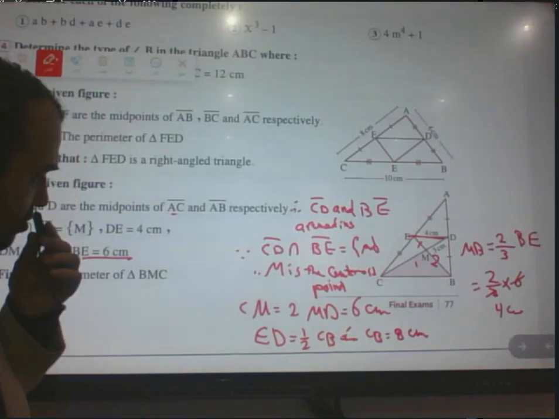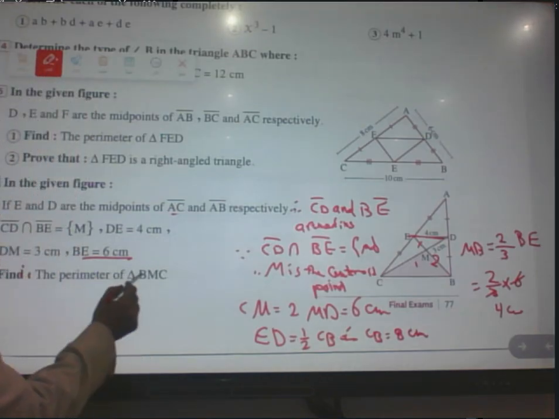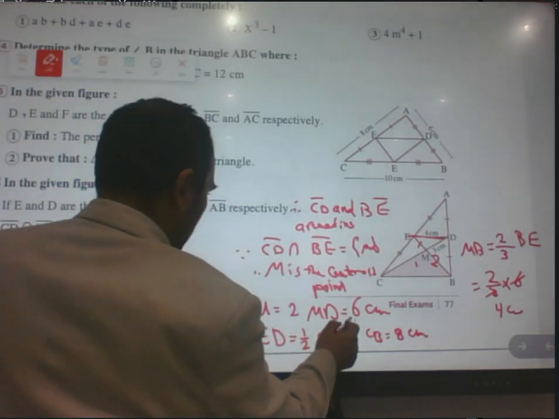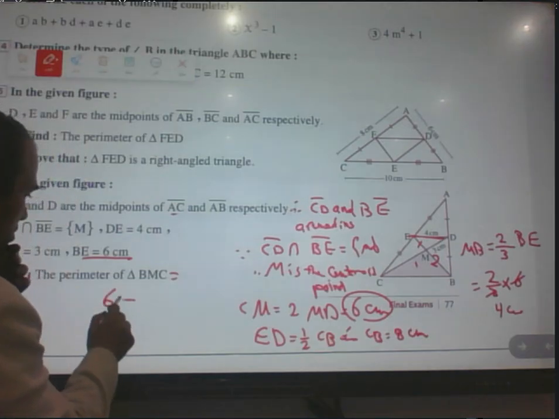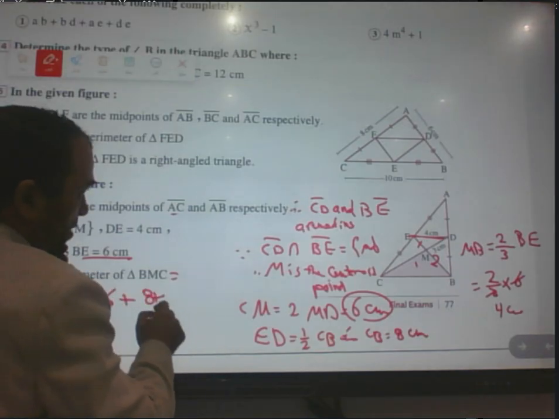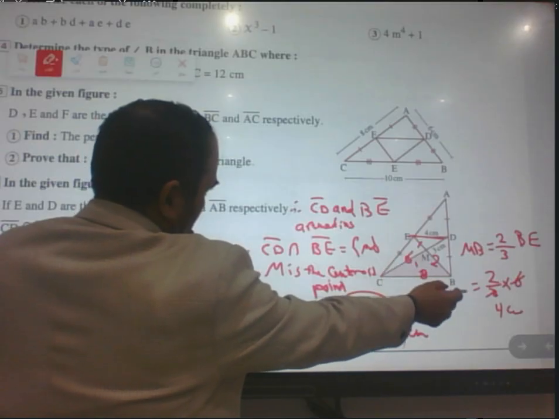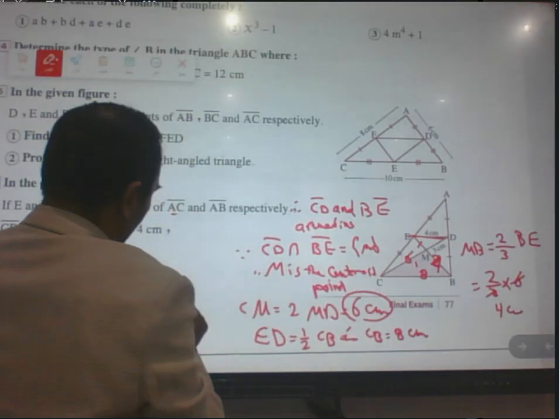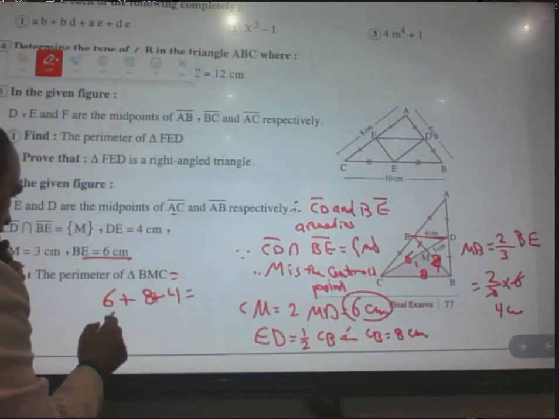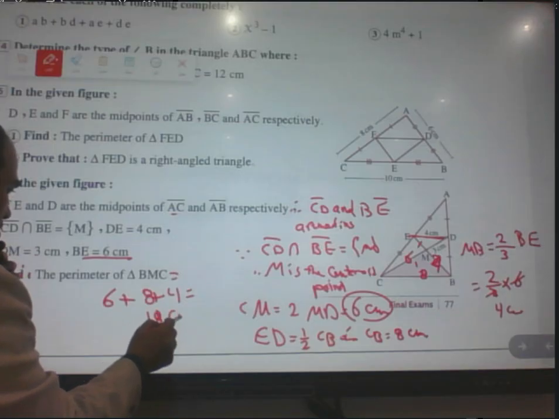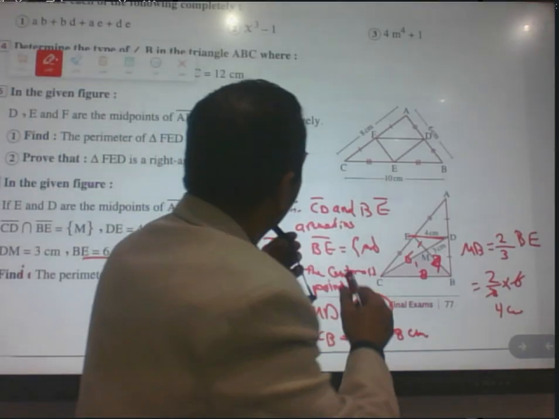Okay, then we can find the perimeter of the triangle. We have 6 centimeters and here 8, and this line segment 8, and this 6 centimeters and this 4 centimeters. 4 plus 6 is 10, 10 plus 8 equals 18 centimeters. Okay.